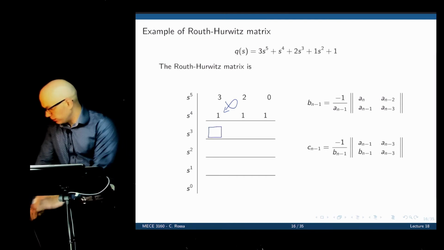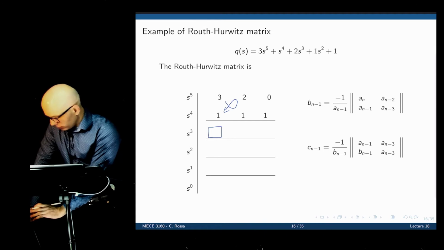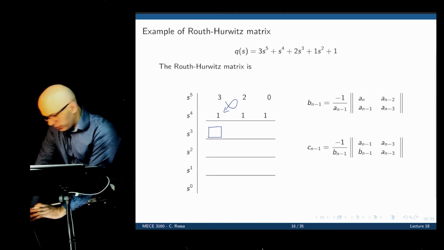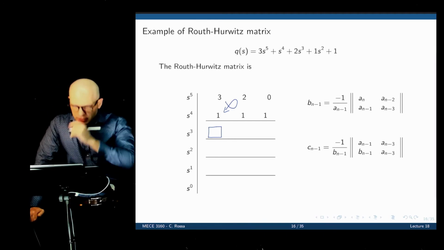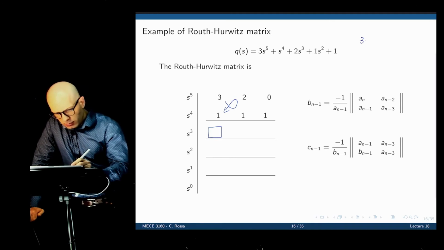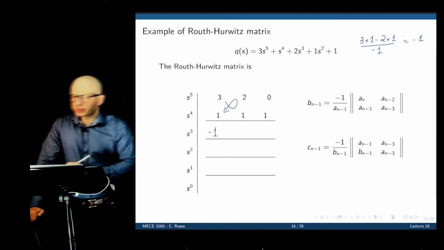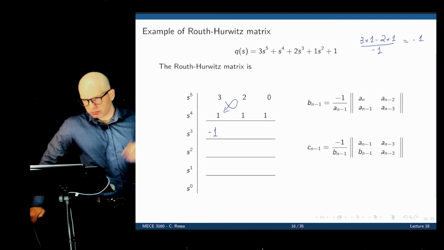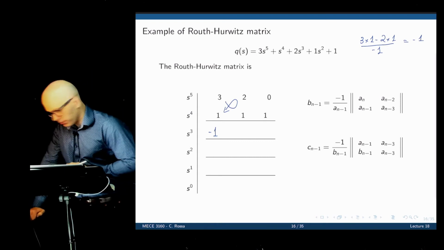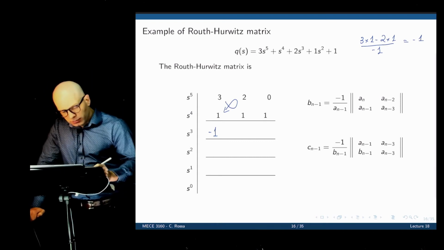What is this one? -1. Very good. How do you calculate it? 3 times 1 minus 2 times 1 divided by -1, which is -1. Already we can tell the system is unstable. I already have one sign change. The whole thing is unstable. But let's continue. What is the next one?